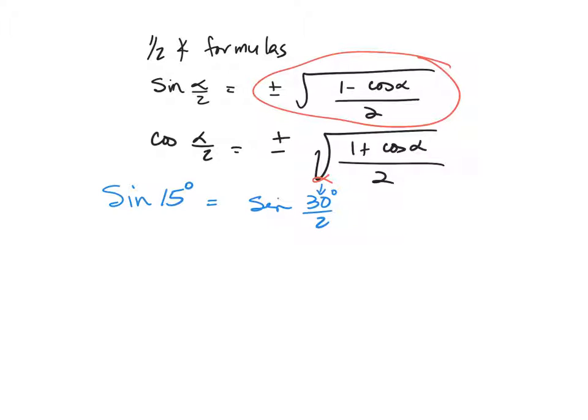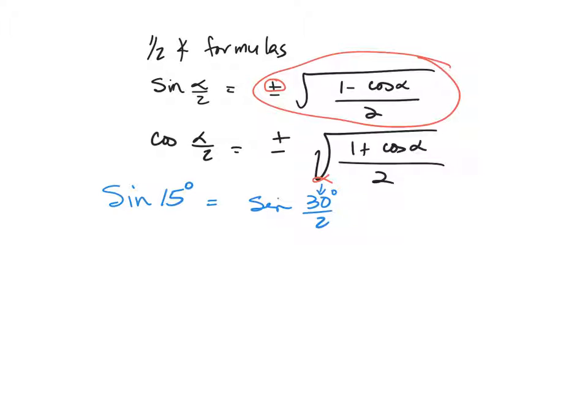Now, first of all, where is 15 degrees in your unit circle? What quadrant is it in? Quadrant 1, so we know that it's going to be positive. That plus or minus just depends on where the angle is. So once you know where the angle is, you know if it's going to be positive or negative based on all students take calculus, right? So you know it's in quadrant 1, so it's going to be positive, so we don't have to worry about the sign.